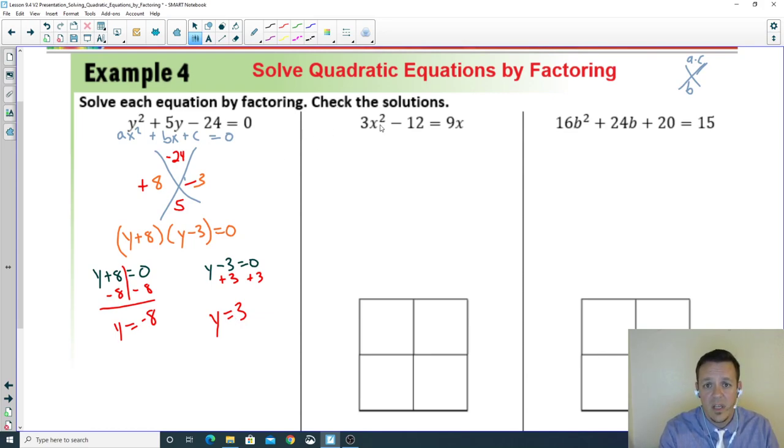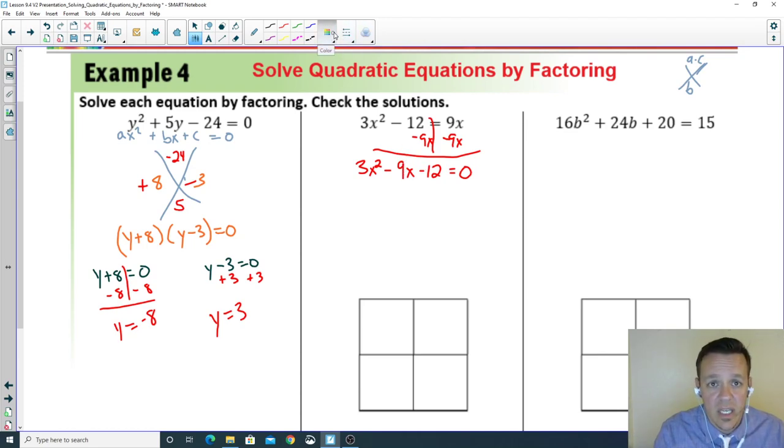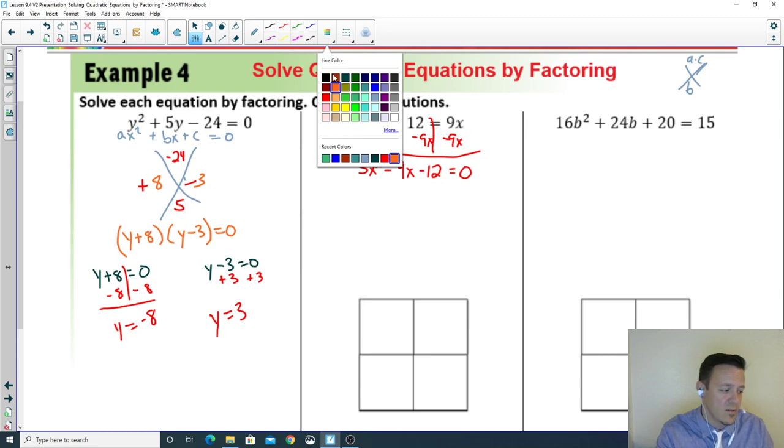All right, same thing here. Simplify first. You got to get everything on one side to equal 0. So we're going to subtract 9x. Okay, and then when you do that, you would get 3x squared minus 9x minus 12, and that's going to equal a big old 0. Now, what I want to make sure you guys do next is look and ask yourself, is there anything you can factor out of this? And as a matter of fact, there is.